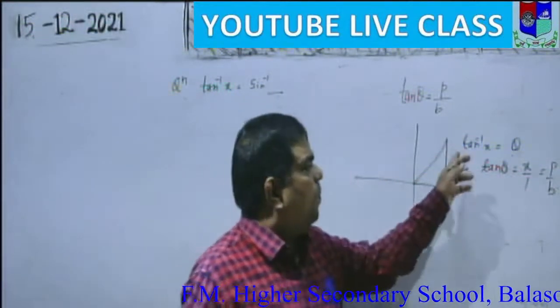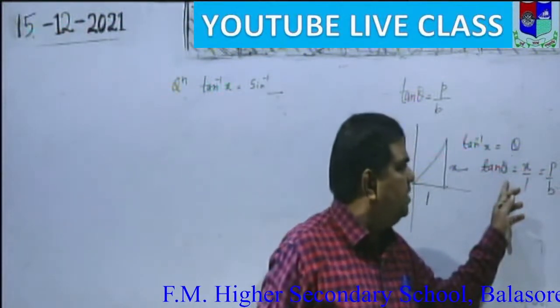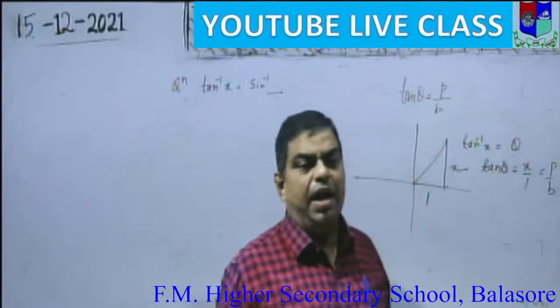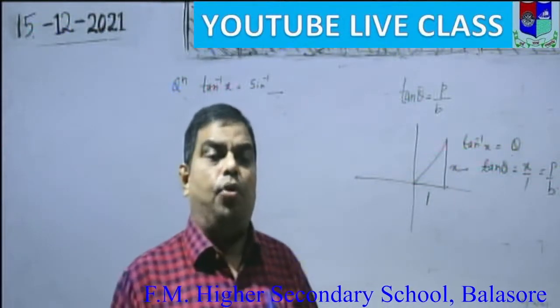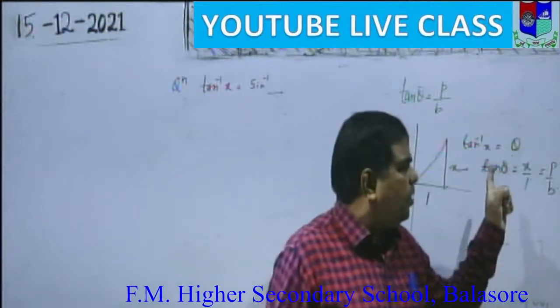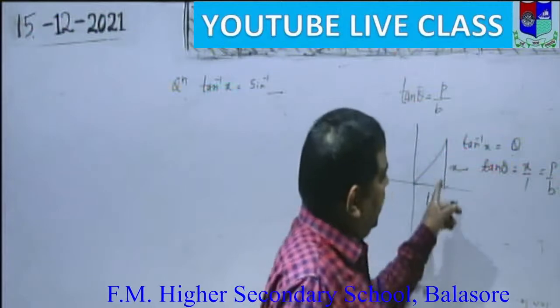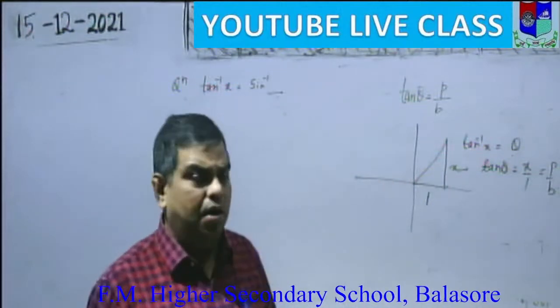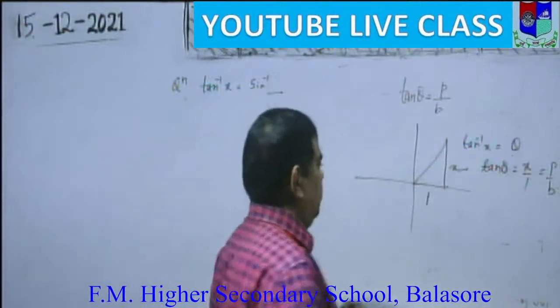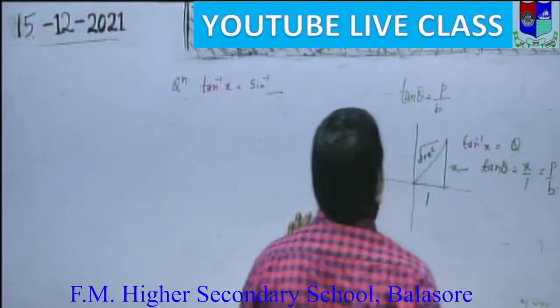Therefore, if tan inverse x is theta, then tan theta is what? x. Below x there is a denominator 1. Therefore, your tan theta is x by 1. Now, your P is x and base is 1. Using Pythagoras theorem, automatically the hypotenuse is root over 1 plus x square.